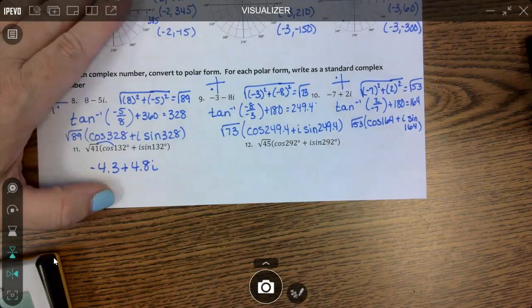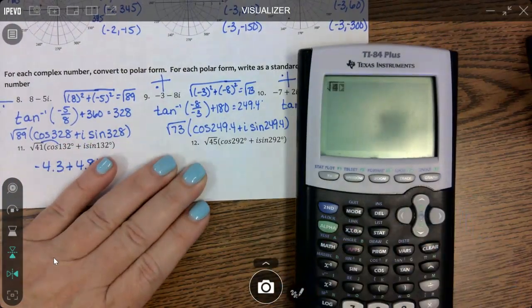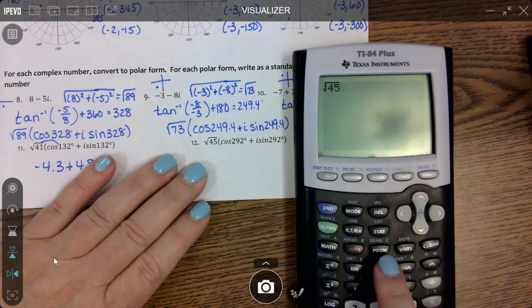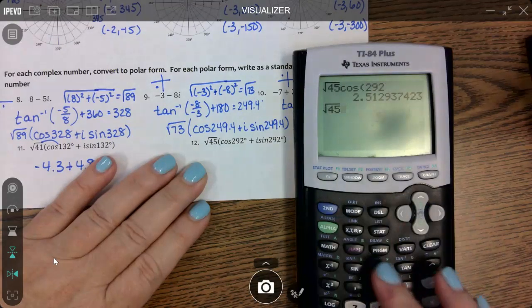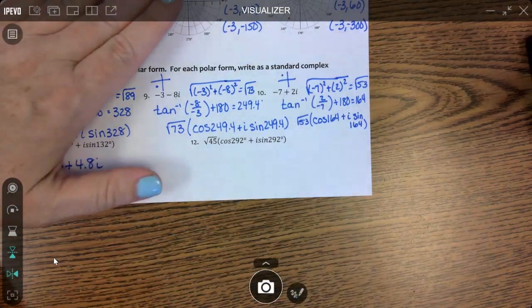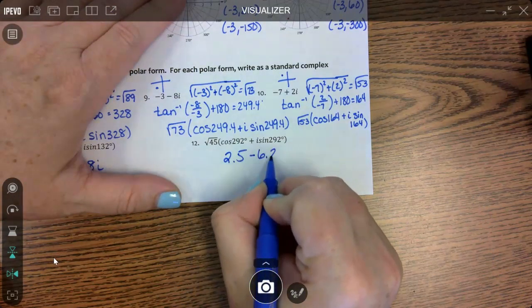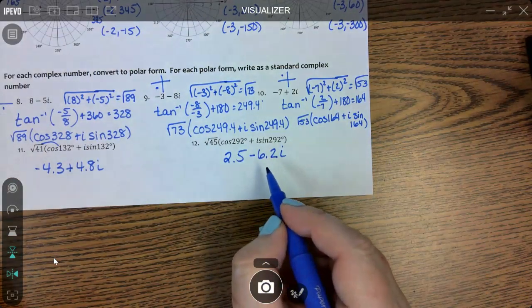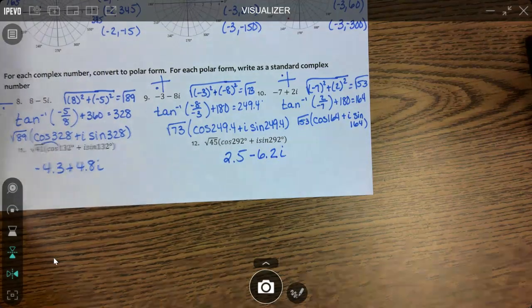Okay, I'm going to do the same thing over here. Let me just hit clear. Square root of 45 cosine of 292 and square root of 45 sine of 292. So that's 2.5 minus 6.2i. We could have done plus and negative. Okay, and that is it for the polar to complex. I'll see you on the next video.